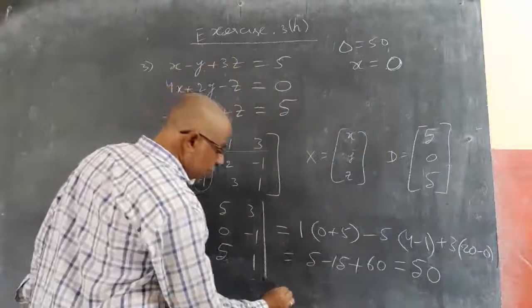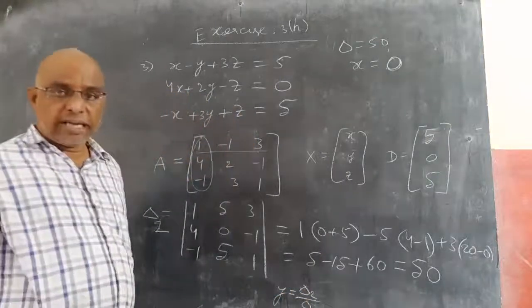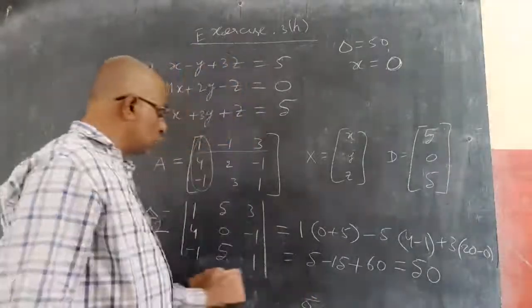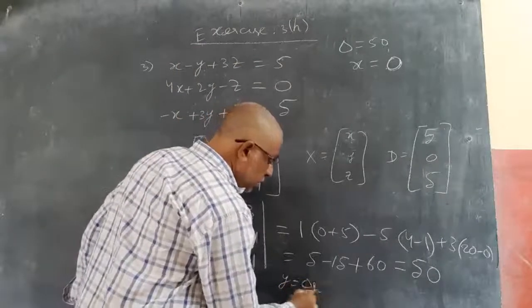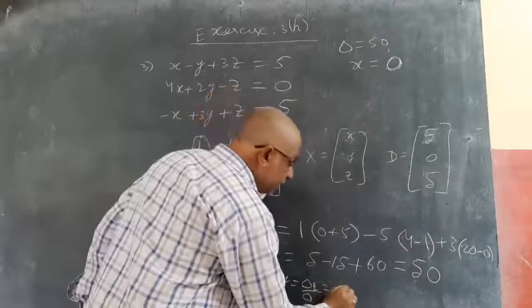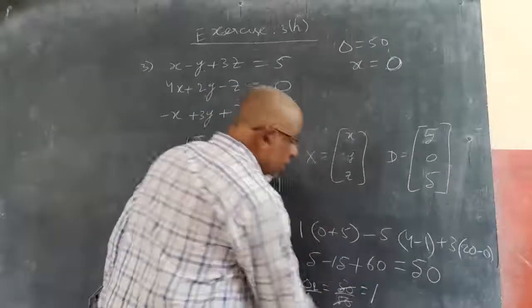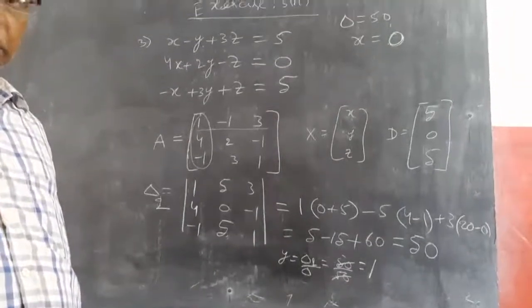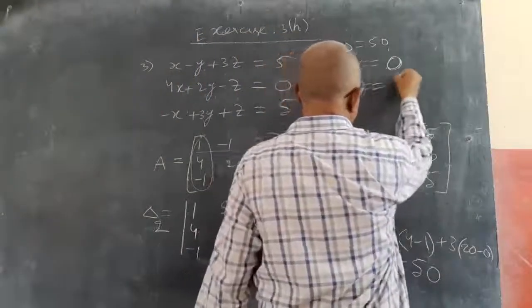Therefore, y equal to delta 2 by delta. I got delta 2 as 50, delta is 50. 50 by 50 gives me 1. So therefore, y equal to 1. So y is equal to 1, I got.